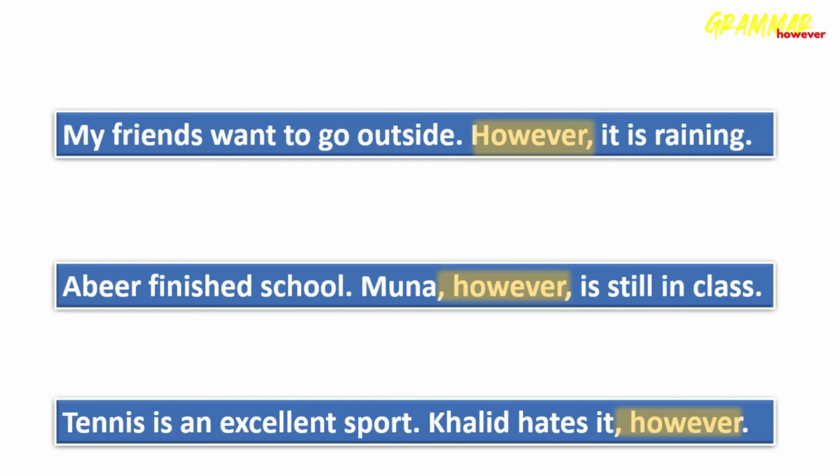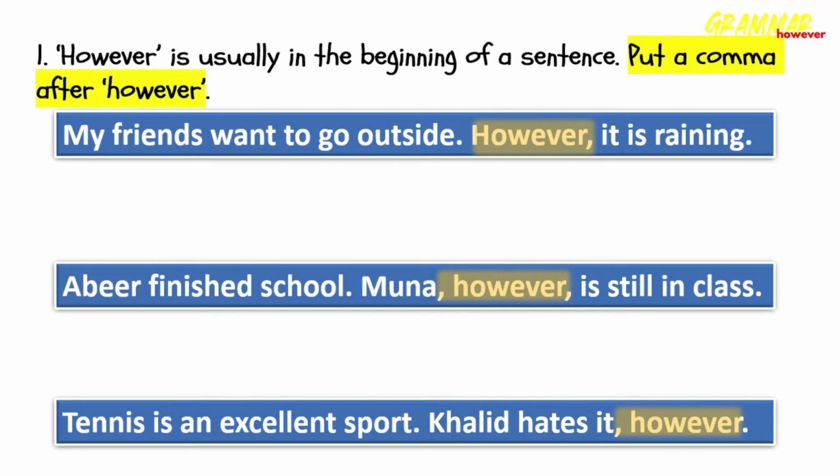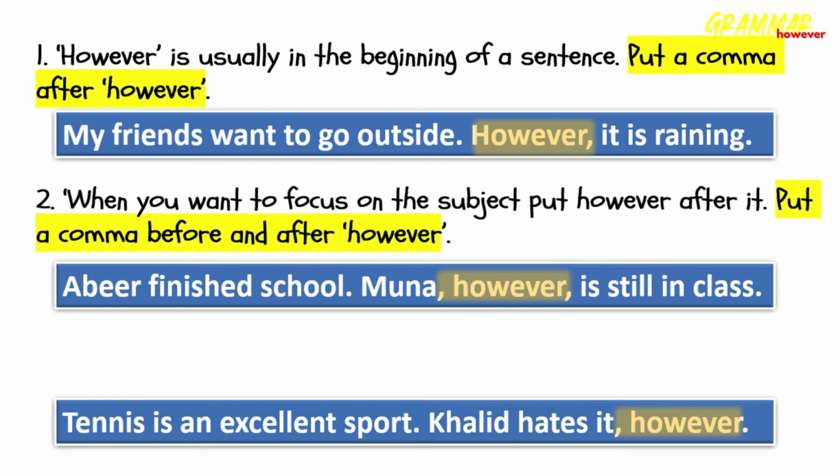So the rule is as follows. However is usually in the beginning of a sentence. So put a comma after however. This is a usual form of however in a sentence. That's number one. Number two, when you want to focus on the subject, put however after it. Don't forget to put a comma before and after however if you do this.